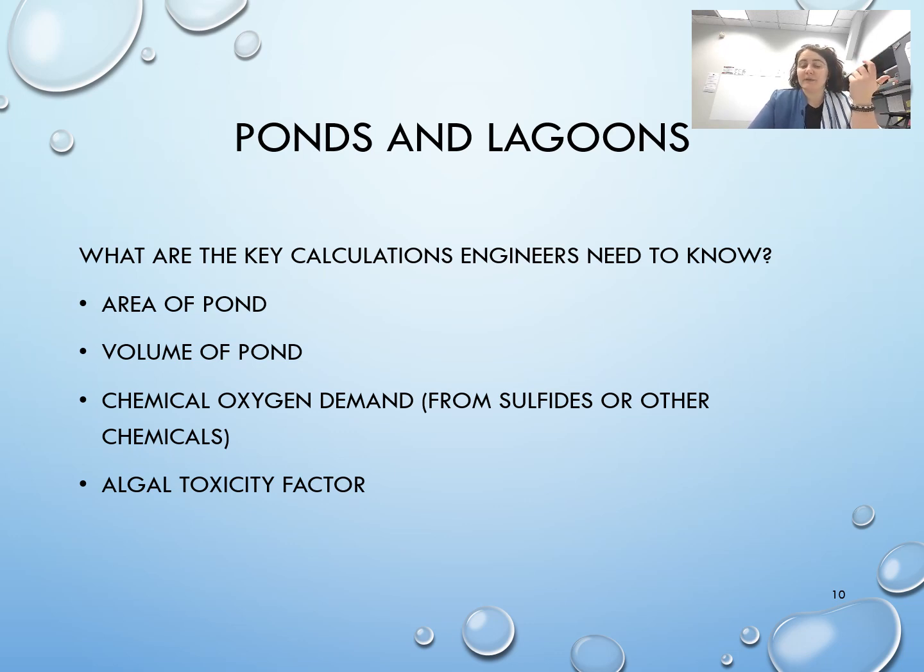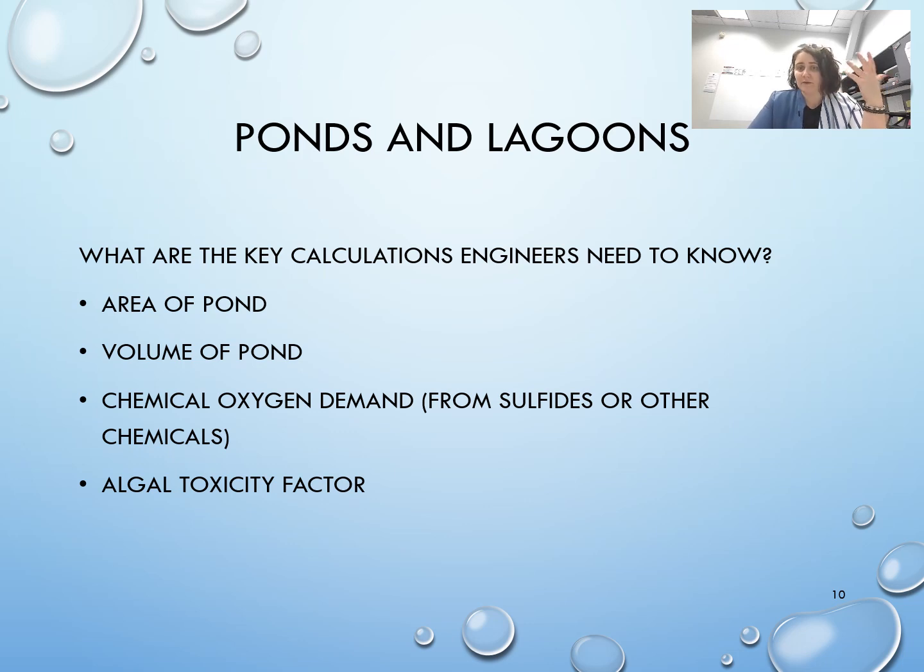Other things that are going to pop up in calculations that are a little bit different for these types of systems are chemical oxygen demand, specifically from things like sulfides in particular, because we have lots of different bacteria in the system. So we've talked about how some bacteria produce methane. Some bacteria also produce hydrogen sulfide as a byproduct. And so sulfates in a system tend to have a very high chemical oxygen demand, so we need to watch that specifically in these types of systems, especially because they're a little bit more of a passive system.